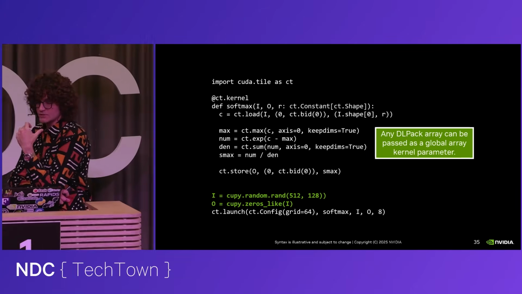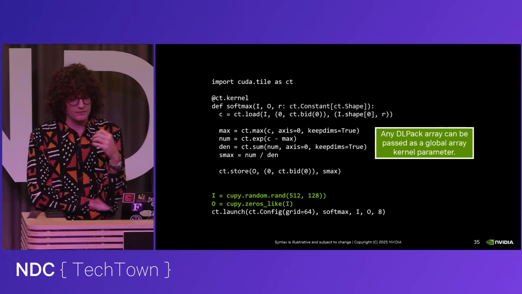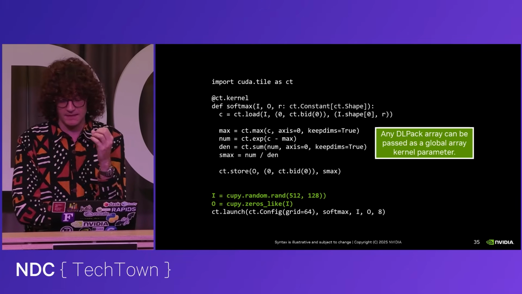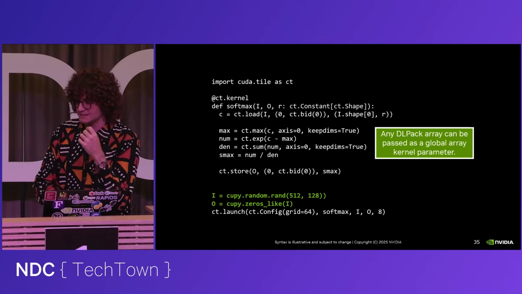The array parameters to kernel launches can be anything that satisfies the DLPack protocol. In Python and C++, it'd be anything that can fit into an mdspan. So this could be NumPy arrays, CuPy arrays, PyTorch arrays, etc.